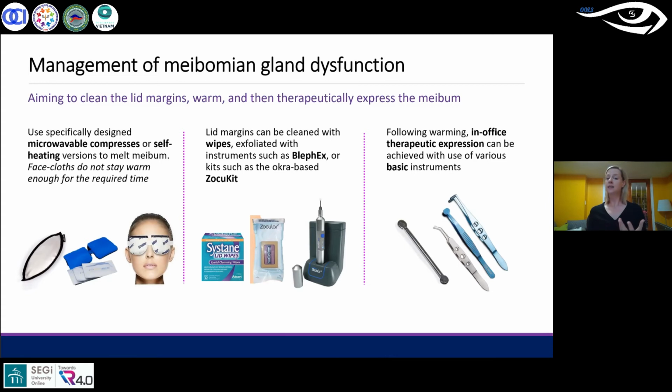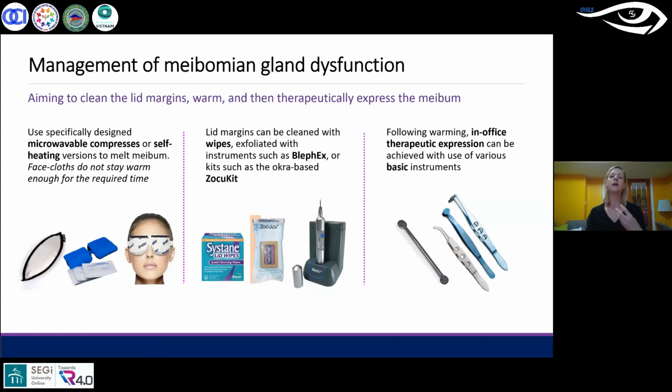To clean the eyelids, there are a number of options you can use. You can use just a metal spud to debride the surface of the lid margin, as I've just described. There are lid wipes and other proprietary cleaning foams and techniques, or something like BlepEx, which again you can dip into a soapy, foamy substance and clean along the lid margin.